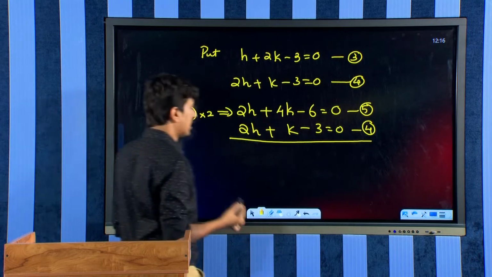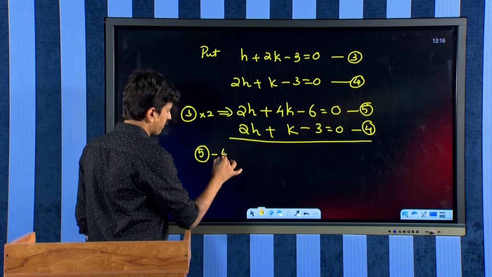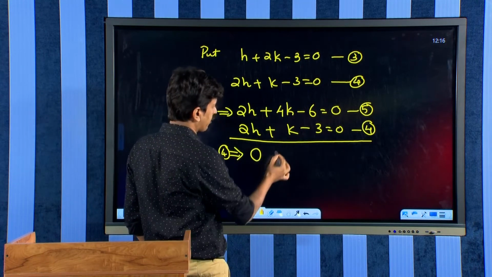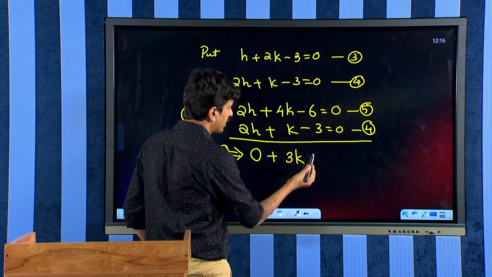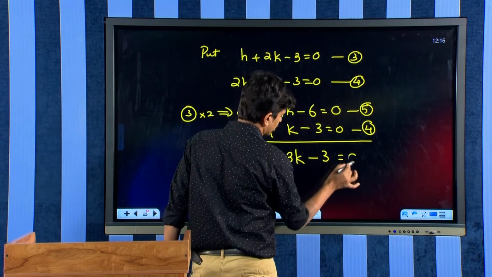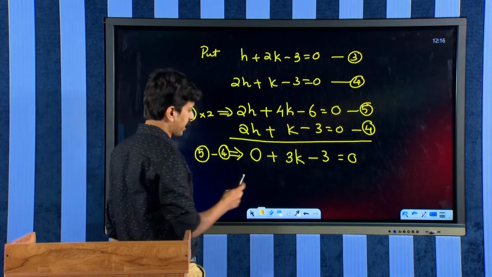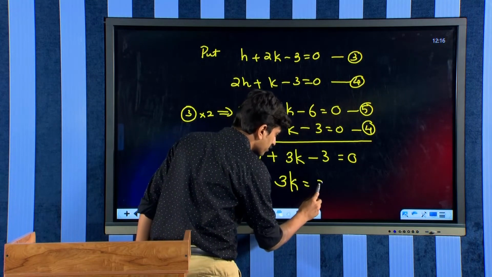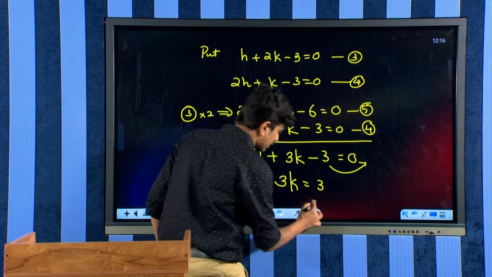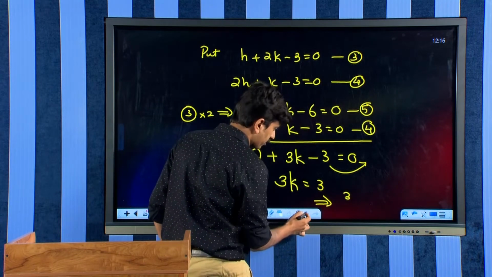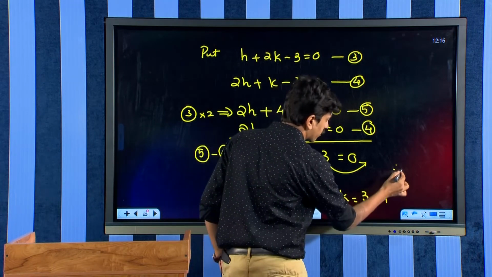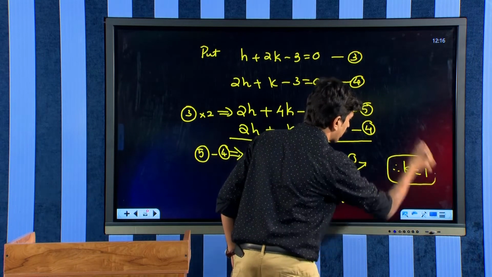So, I subtract 4 from 5. We will have 2h minus 2h is equal to 0, and 4k minus k, that is equal to 3k, and minus 6 minus minus 3, that is equal to minus 3, is equal to 0. From here we have 3k is equal to 3. I would like to take this 3 to here. This implies k is equal to 3 by 3 is equal to 1. So, therefore, we found k is equal to 1.